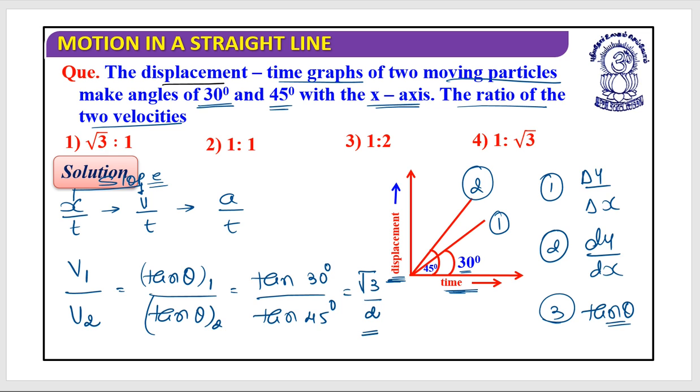So your answer should be root 3 is to 2. Are you sure? Yes, no, I made a mistake. What is the value of tan 30? Yes, it is 1 by root 3, and tan 45 is 1. So this would be the answer, 1 is to root 3.